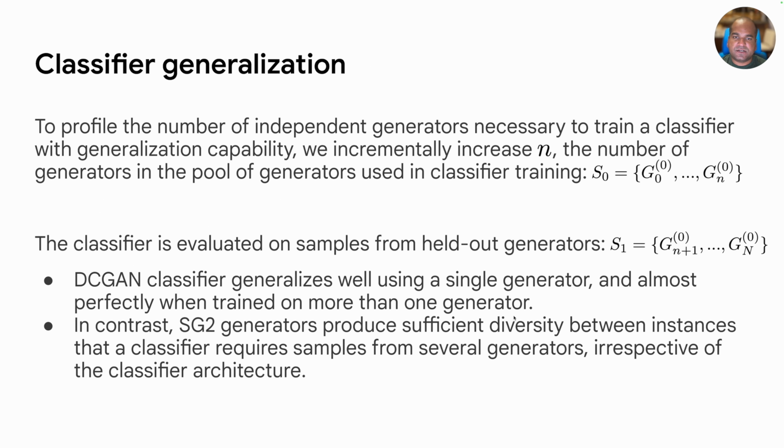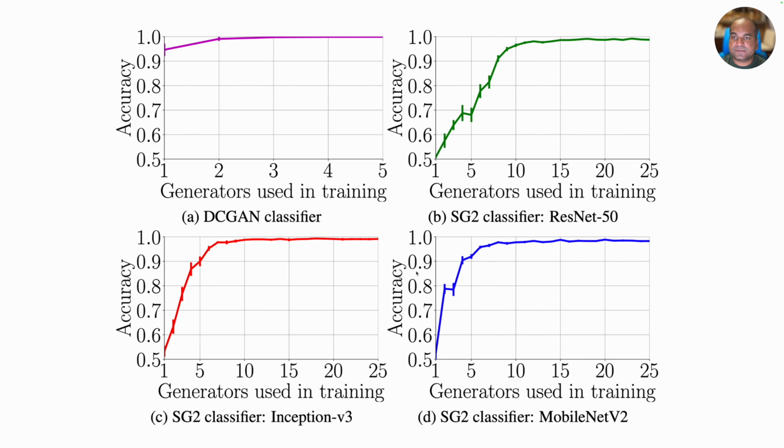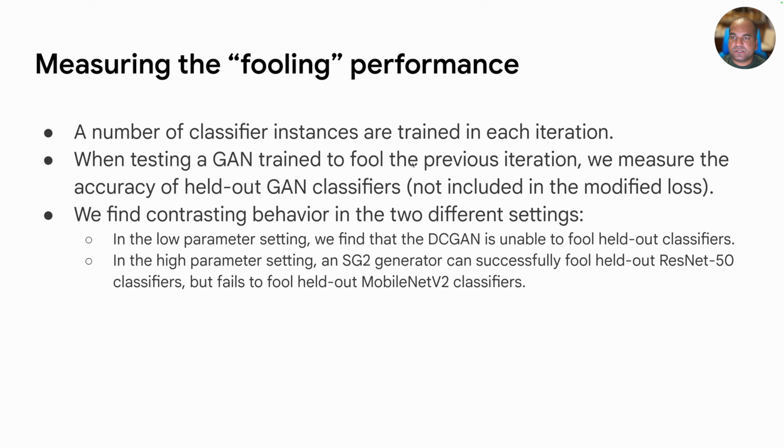To study the classifier generalization, we are incrementally increasing n, which is the number of generator instances included in the pool used for training the classifier. And then we evaluate on held out generators, none of which is used in training. With this setting, we find that even though for DCGAN we only need a few generators to generalize, for the StyleGAN2 setting we have sufficient diversity that we need to train on multiple instances to learn the space of artifacts. That's what's seen in the graphs. In the DCGAN setting, 3 instances is sufficient, but for the StyleGAN2 settings, we need more than 10 generator instances for each classifier architecture to be able to detect a held out generator instance.